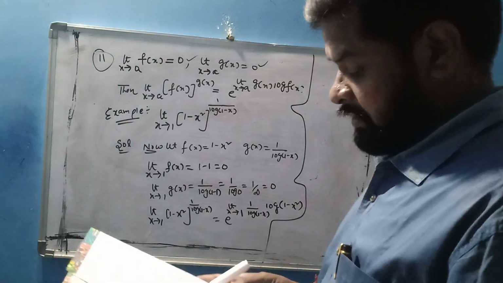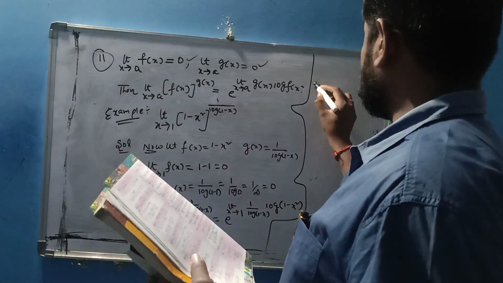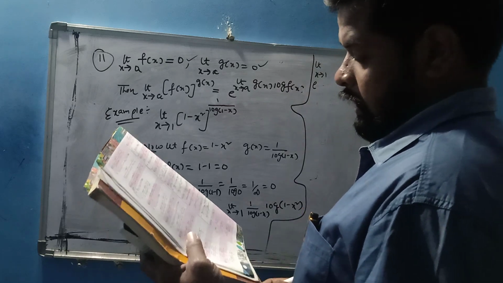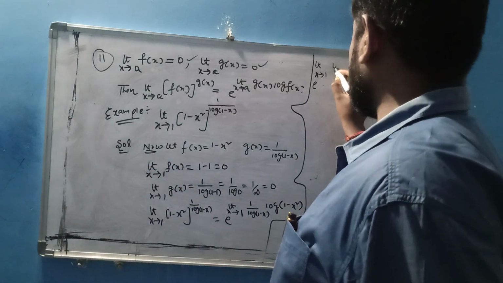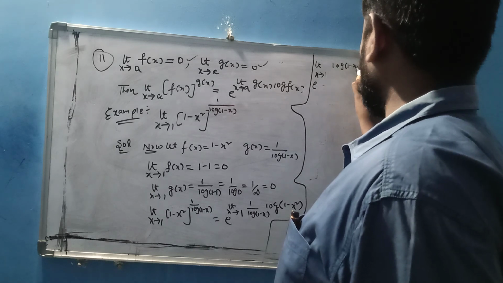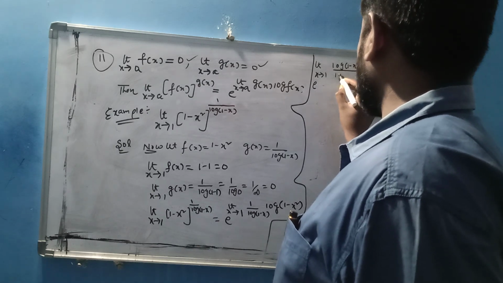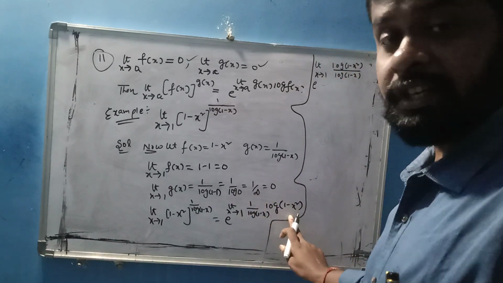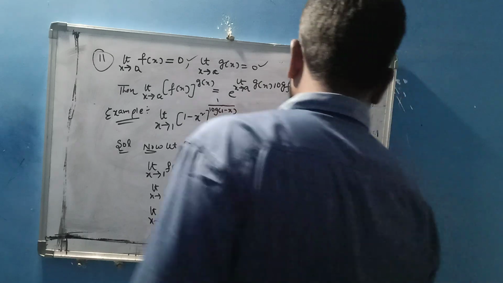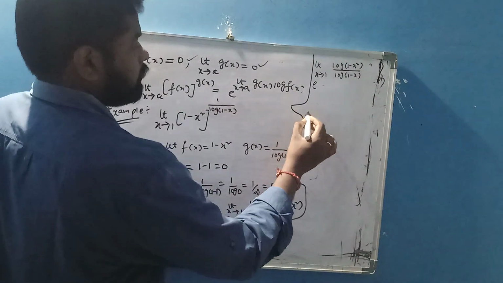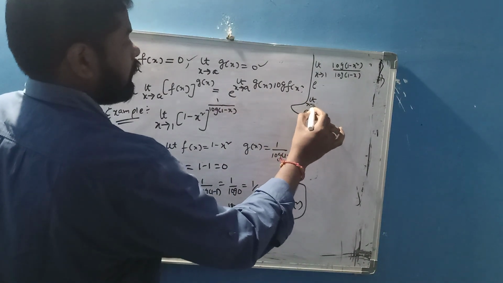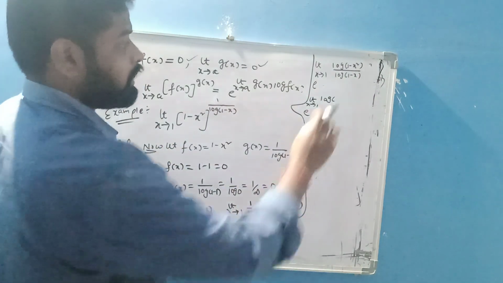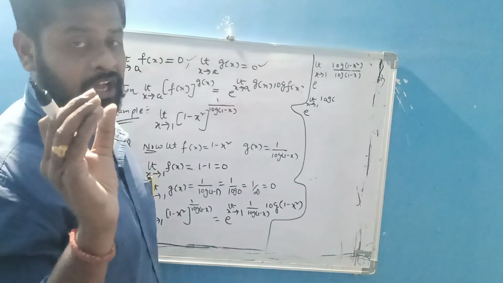e power, please simplify that. e power limit x tends to 1, log 1 minus x square by log 1 minus x. Correct or not? 1 by log 1 minus x into log 1 minus x square. So e power limit x tends to 1 of log 1 minus x square by log 1 minus x. Inside the log, 1 minus x square, one algebraic function is there.